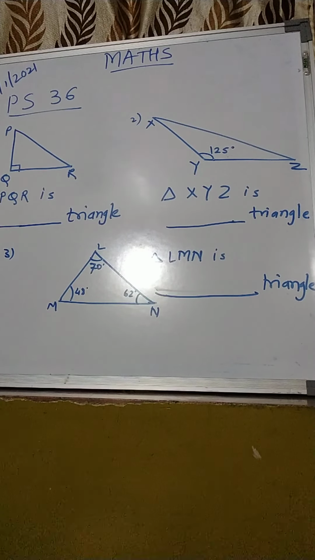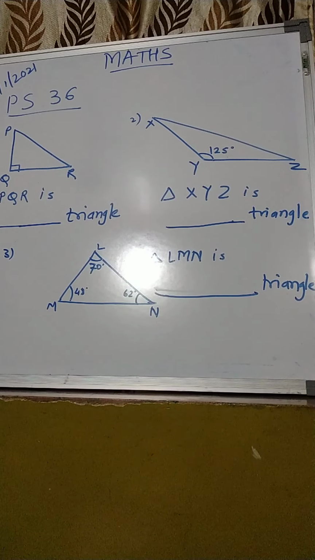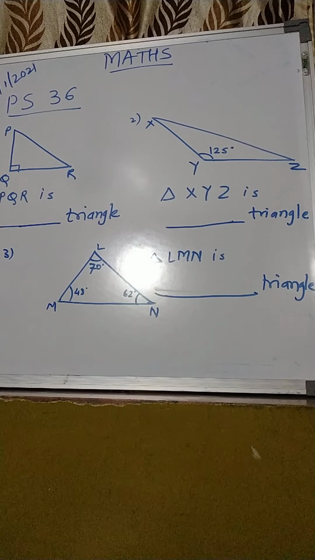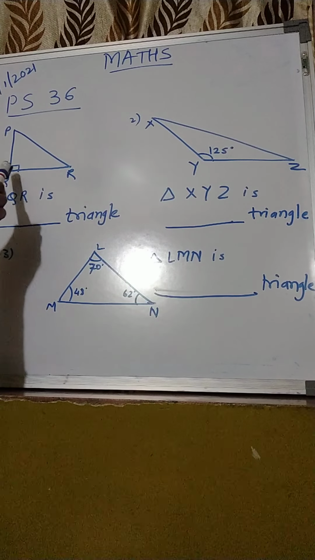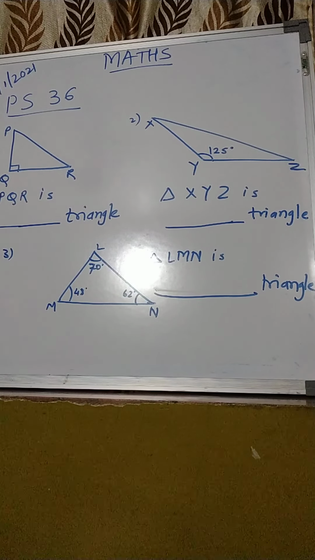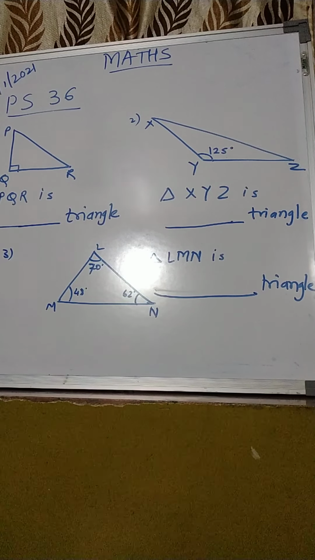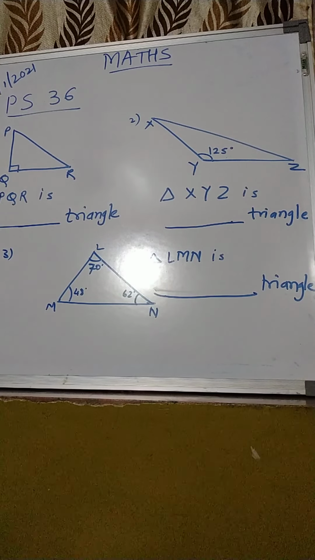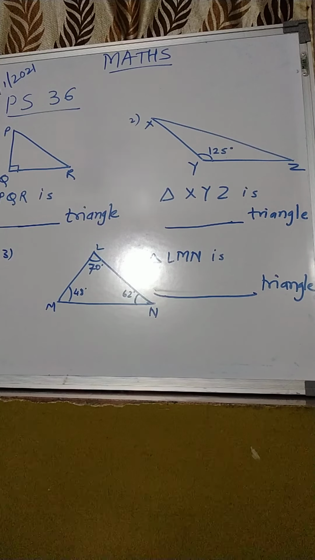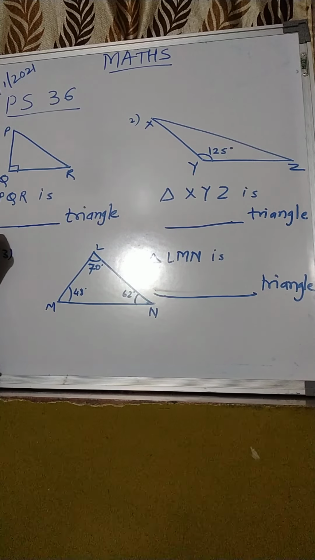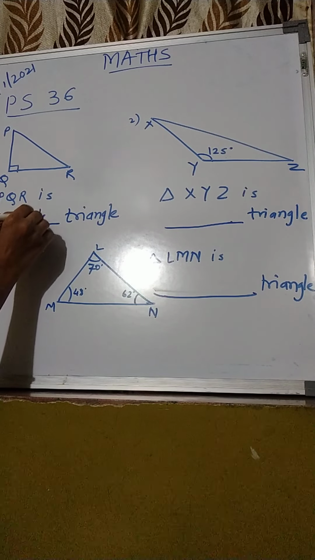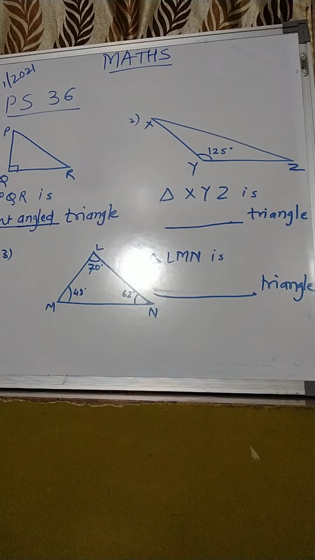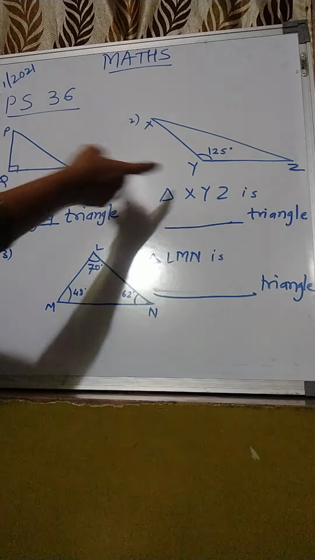Question number 1 is, observe the figure and write the type of triangle based on its angle. Now if you can observe the first one, triangle PQR. Here the symbol of 90 degree is written. 90 degree means it's a right angle triangle. So triangle PQR is a right angle triangle.